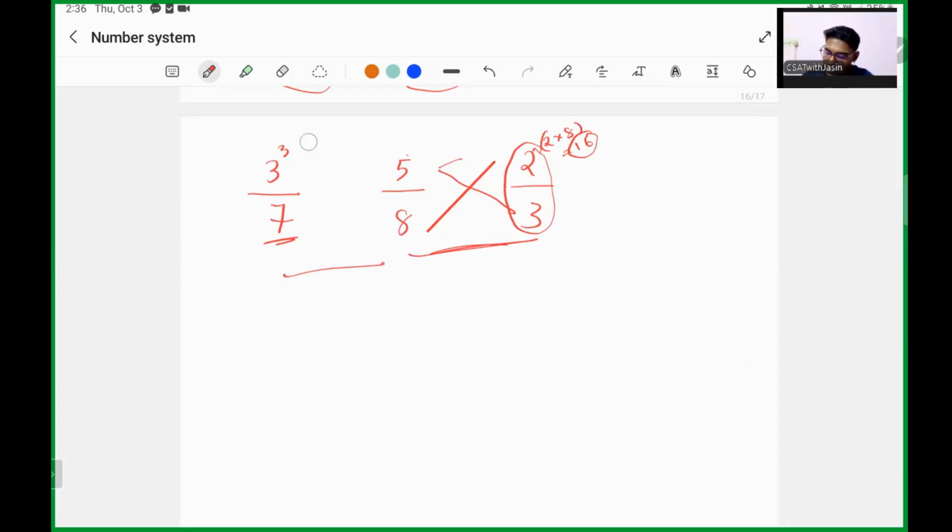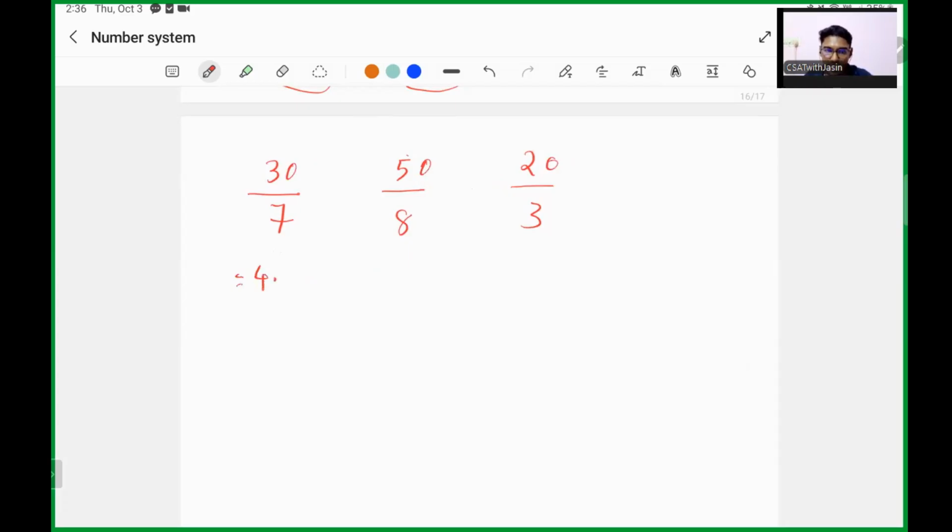Now, another method is our second method. So how can you do it using the second method? Just put a 0 here. 30 by 7, you know it is 4 point something, because 7 into 4 is 28. Now 50 by 8 will be 6 point something, right? 6 point something, because 8 into 6 is 48, and 20 by 3 is also 6 point something, right?